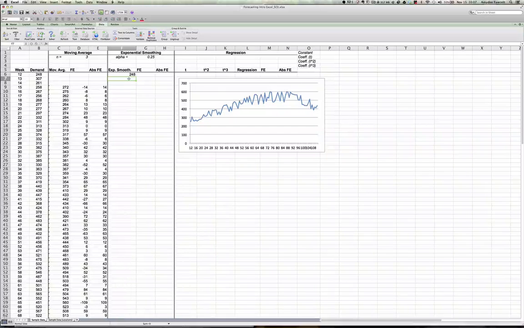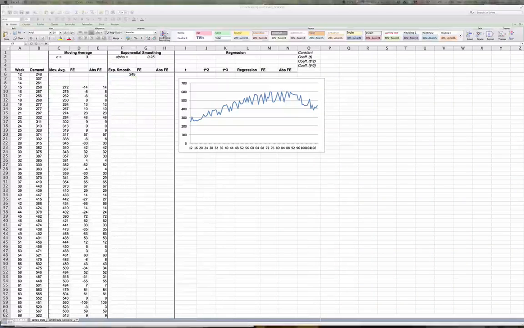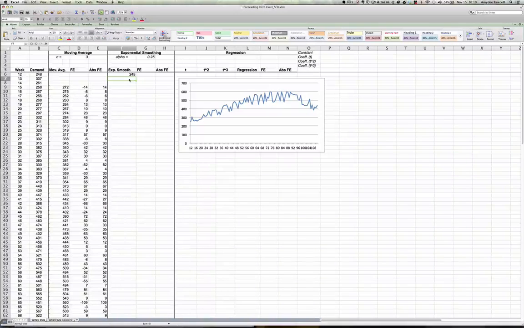Now the good news is the larger the data set, the less it matters how exactly we seed our forecast. For now, I will simply make the assumption that our forecast for week 12 would have been perfect. In other words, it would have been equal to actual demand. Now with that done, we can go ahead and implement the exponential smoothing method.